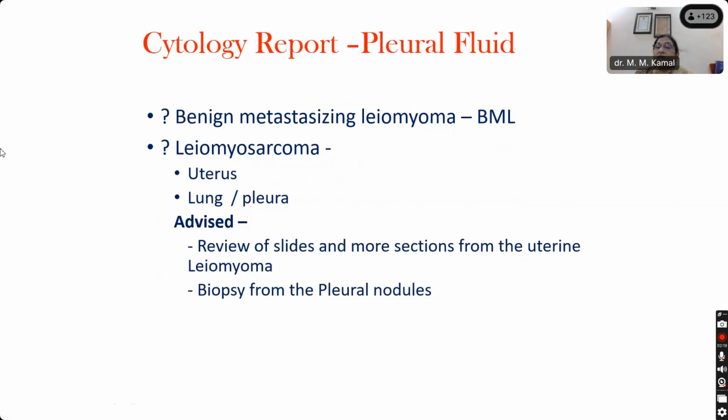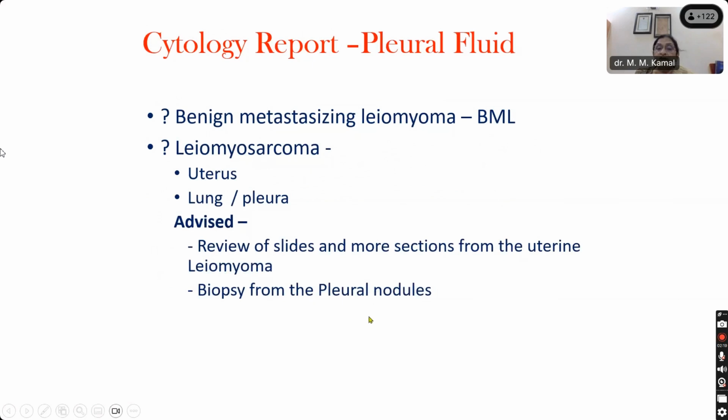Now, in light of this report, we thought that it could be a benign metastasizing leiomyoma. So we know that there is an entity like this, that is BML, or it could be a low-grade leiomyosarcoma of the uterus, lung, or the pleura, giving rise to this type of pleural effusion.